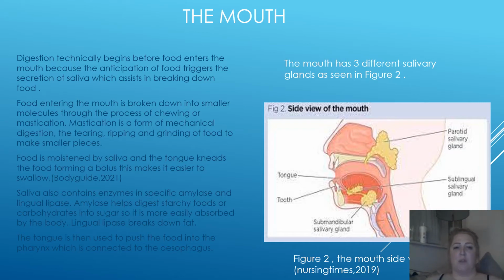Food entering the mouth is chewed down through mastication, the ripping, tearing and grinding of food, making it into smaller pieces easier for swallowing. The tongue also plays a role in mechanical processing. Salivary glands contained in the mouth moisten the food and knead it into a bolus, making it easier to swallow. The tongue is then used to push food into the pharynx, which is connected directly to the esophagus.